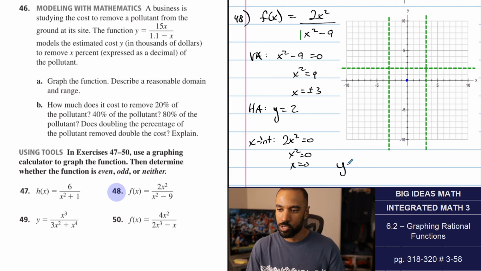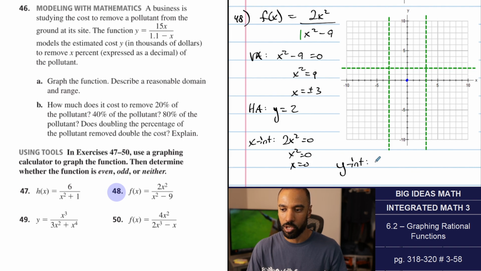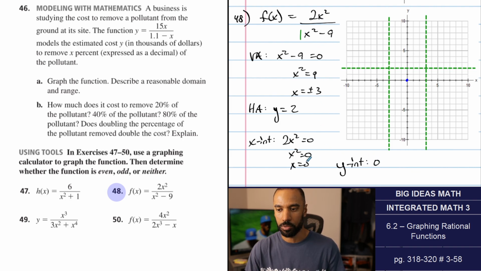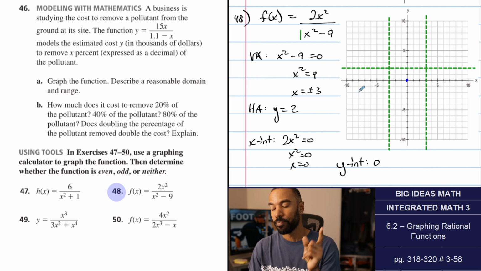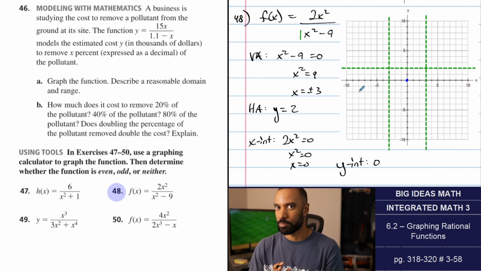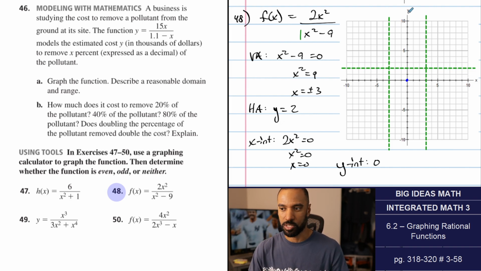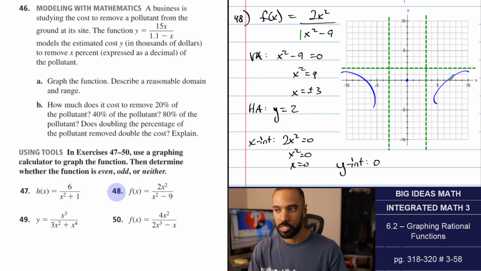The y-intercept, you set x equal to 0. This is straightforward. It's also going to be 0 because you set x equal to 0, or the x-intercept is 0 like that. This tells me several things when it comes to these graphs. This is the only time it crosses the x-axis. That means the graph is not going to hit here and here because it doesn't cross the x-axis here. I can expect the graph to go in these directions like so.